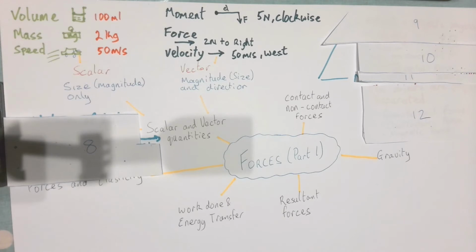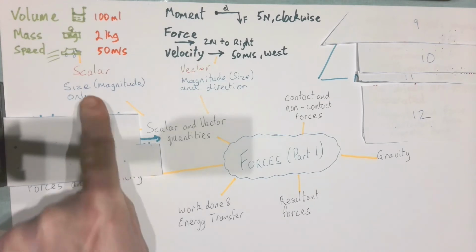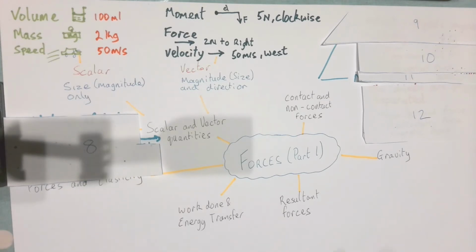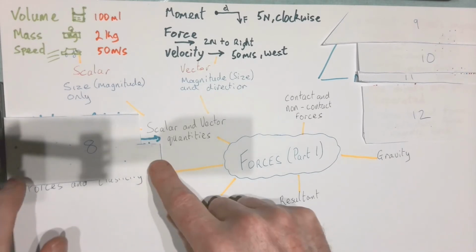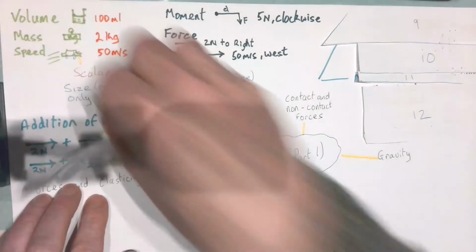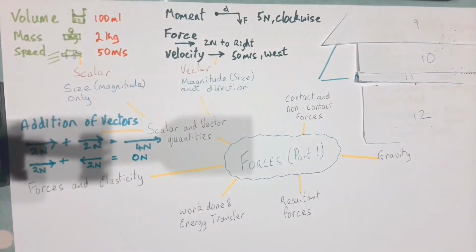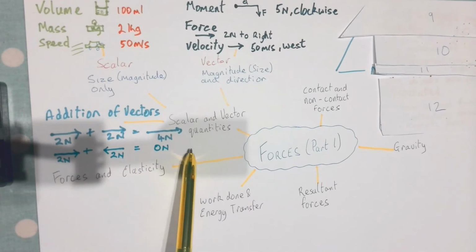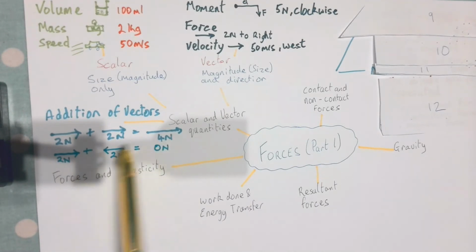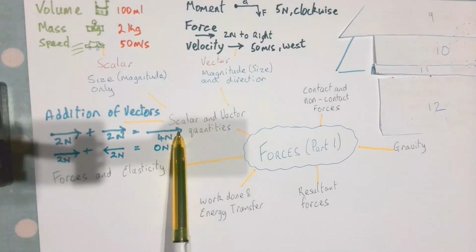So if we add a scalar, since it's only got size, it is just adding numbers. So 2 kilograms plus 2 kilograms is 4 kilograms. If we're adding vector quantities, we have to take account of the direction. So addition of vectors, we could have a 2-Newton force plus a 2-Newton force, both moving to the right, gives us a total of 4 newtons. The size of the arrow indicates the size of the force in this case, or the vector quantity.